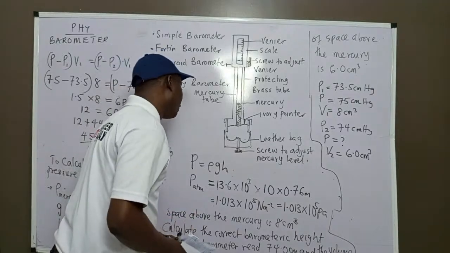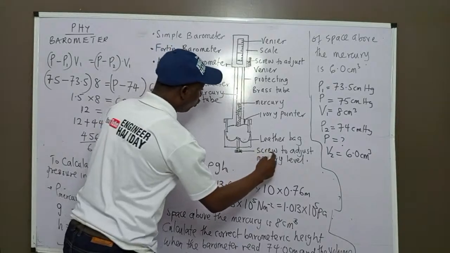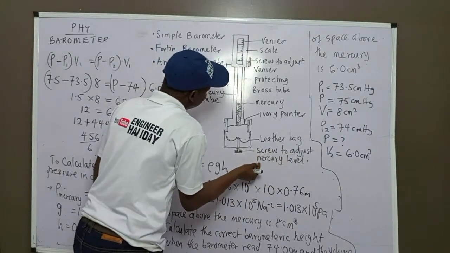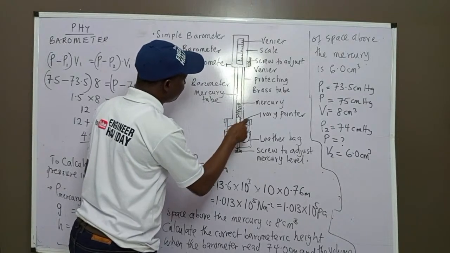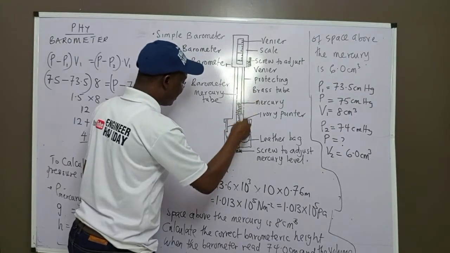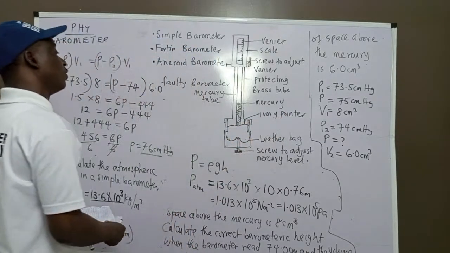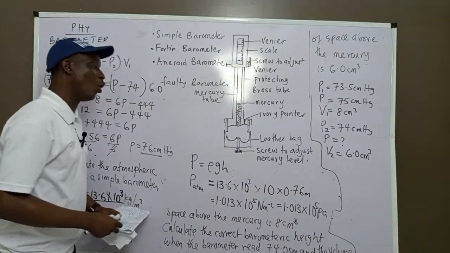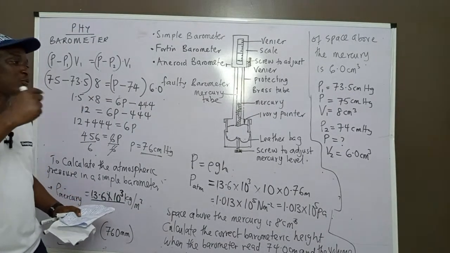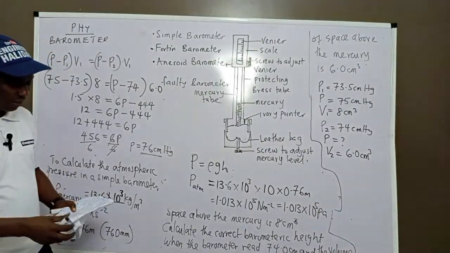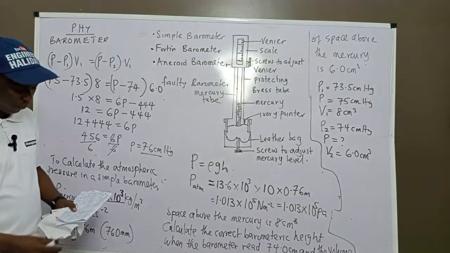And at the end of the day, the screw also helps to adjust the mercury level. So the ivory pointer will coincide with the mercury level, so that it will now coincide with the mark at 0.